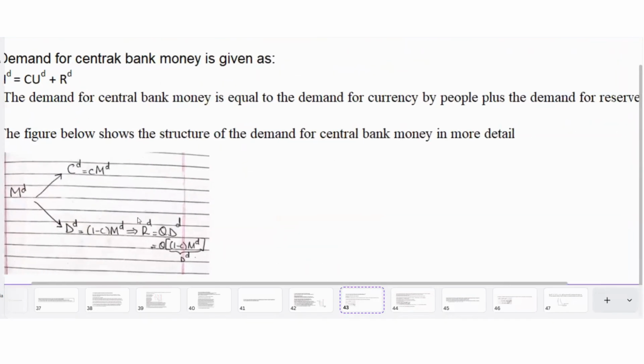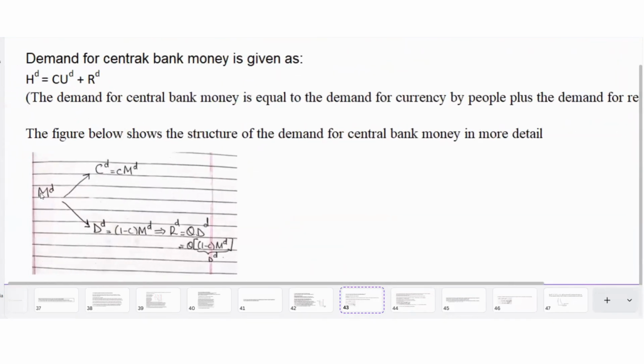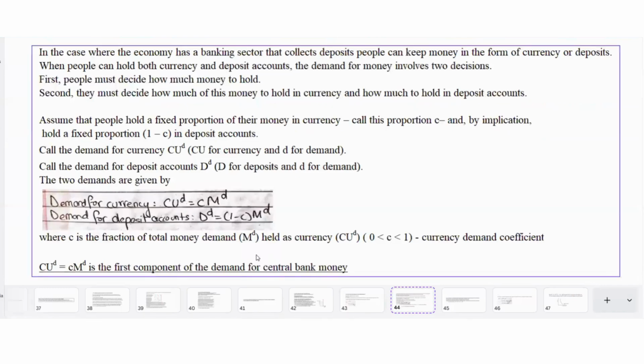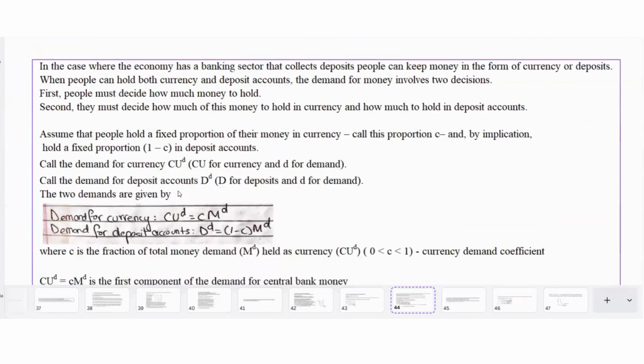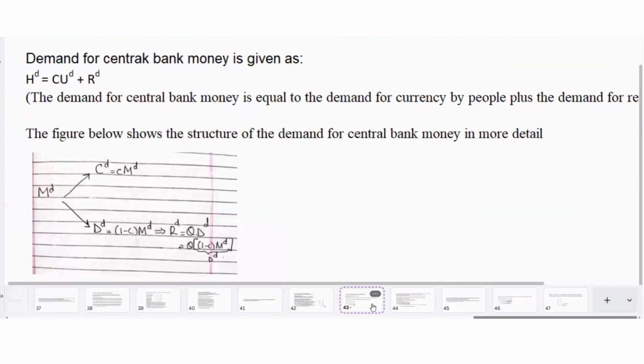So if we go back to this figure, your money demand can either be kept in the form of currency or can be kept in the form of deposit accounts. And here c is the fraction of total money demand held as currency. So demand for currency is c MD, demand for deposit accounts is (1 minus c) MD. So this essentially gives us the first component of demand for central bank money, which is demand for currency. Because like we said, demand for central bank money is demand for currency plus demand for reserves. The first component is this demand for currency, which is c MD, where c is the fraction of total money demand held as currency. It's called the currency demand coefficient.